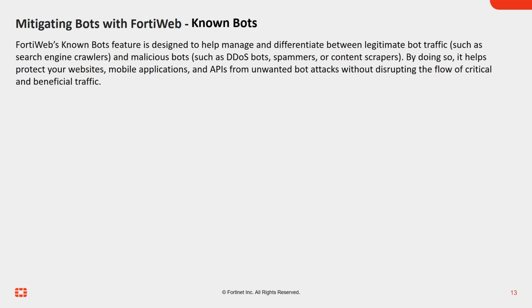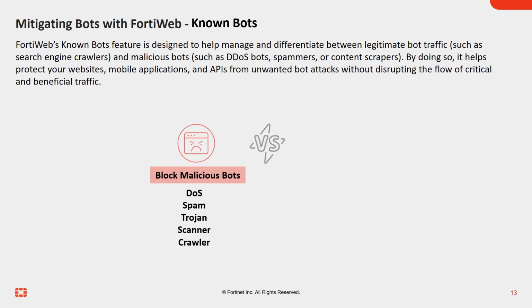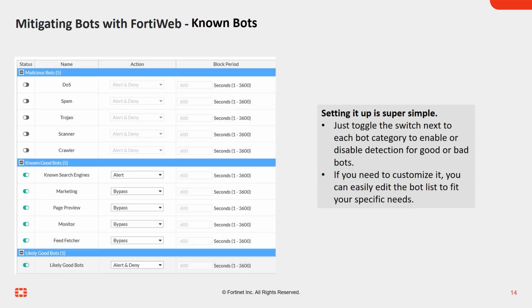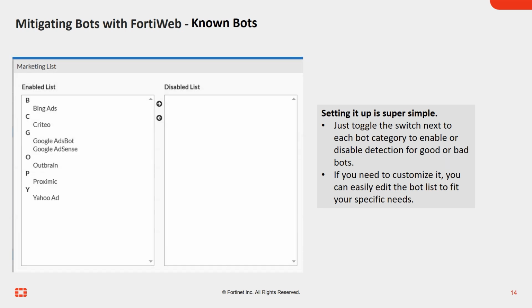FortiWeb's known bots feature helps distinguish between different types of automated traffic. It identifies malicious bots, such as DDoS bots, spammers, and content scrapers. It also recognizes legitimate bots, like search engine crawlers. By filtering harmful bots while allowing beneficial ones, FortiWeb protects websites, mobile applications, and APIs without disrupting essential traffic. Setting it up is super simple. Just toggle the switch next to each bot category to enable or disable detection for good or bad bots. And if you need to customize it, you can easily edit the bot list to fit your specific needs.